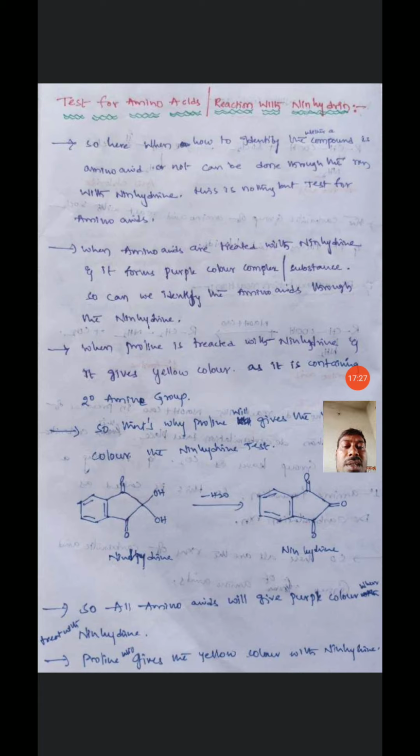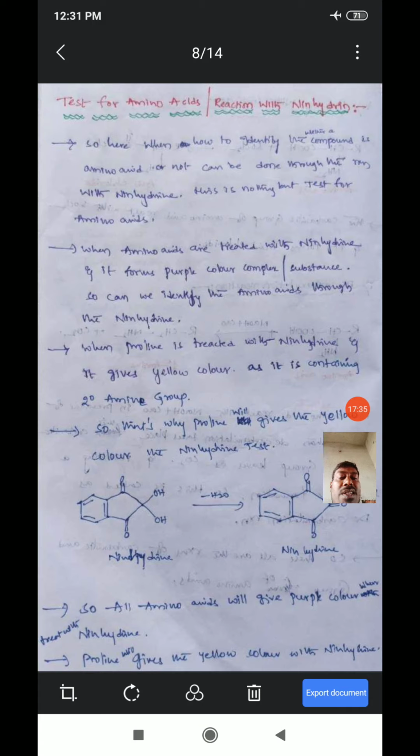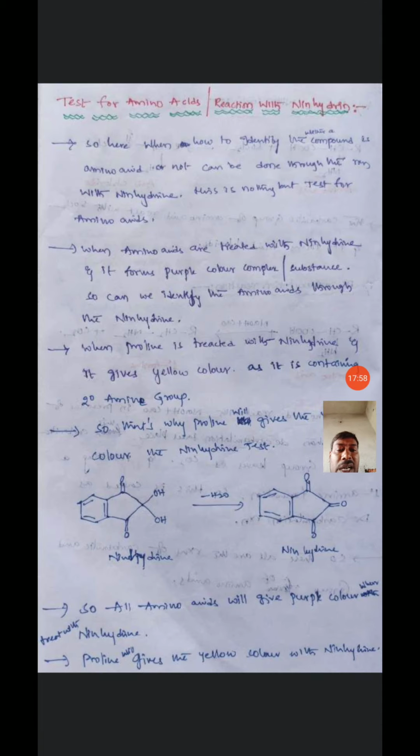So this is the test for amino acids. When amino acids are treated with ninhydrin, they form a purple color complex or purple color substance. So can we identify the amino acids through the ninhydrin test?